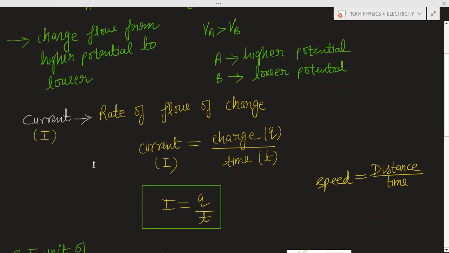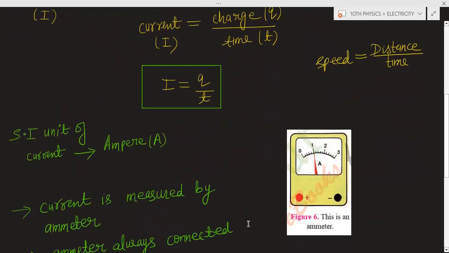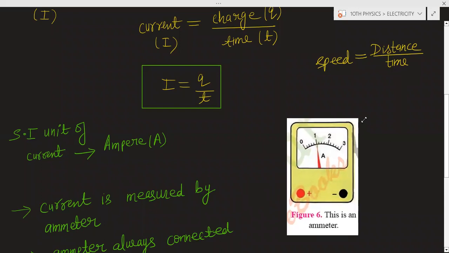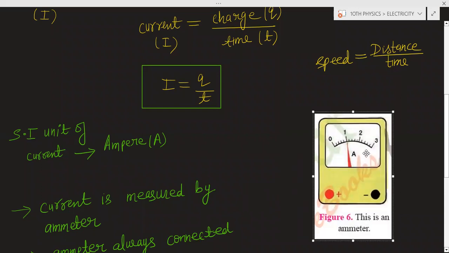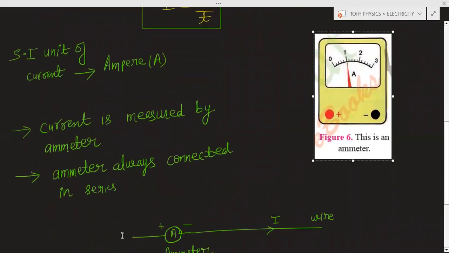Now talking about the SI unit of the current. The SI unit of the current is ampere. If you want to measure the current in a wire, there is a device called an ammeter. If you have a lab in your school, you can see this type of device used to measure the current. Current is measured by the ammeter, and always an ammeter is connected in series.